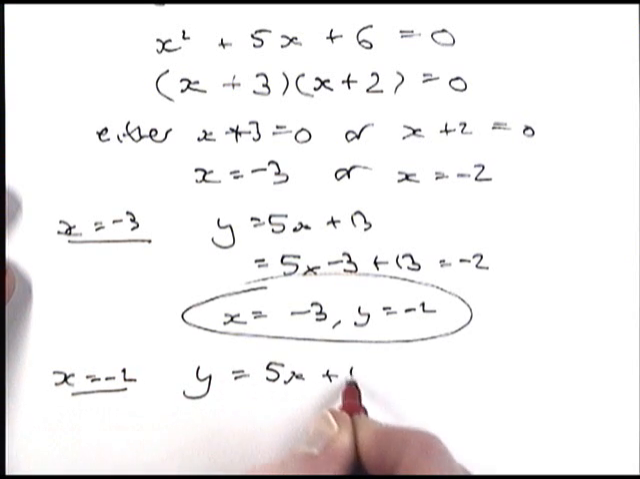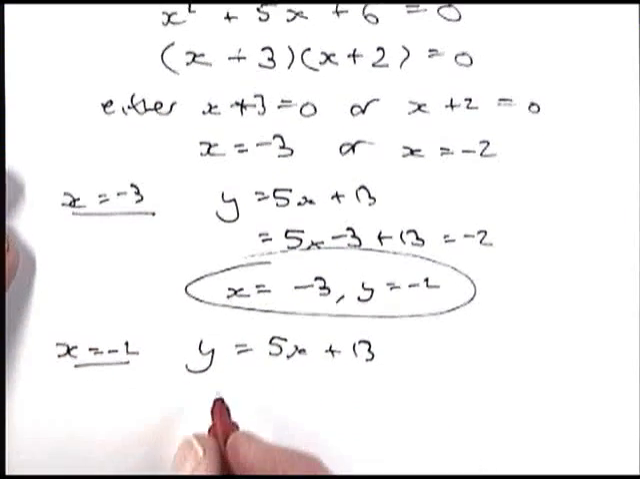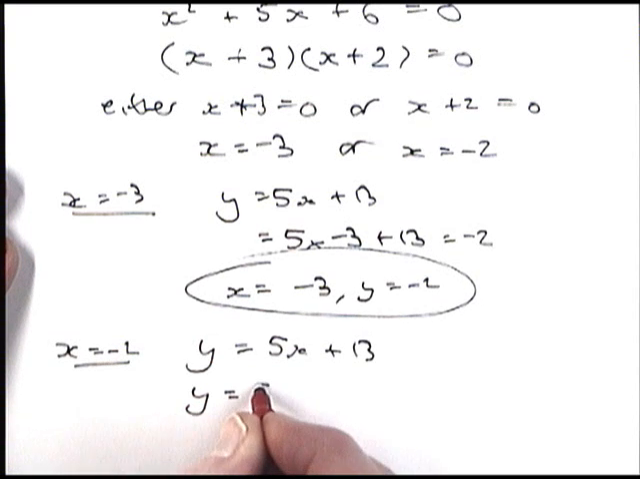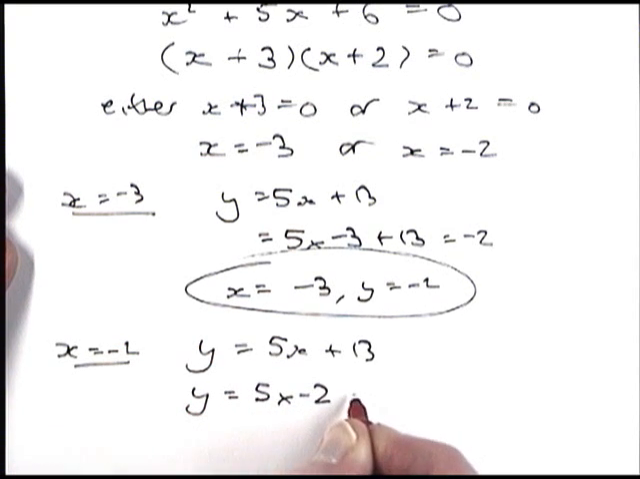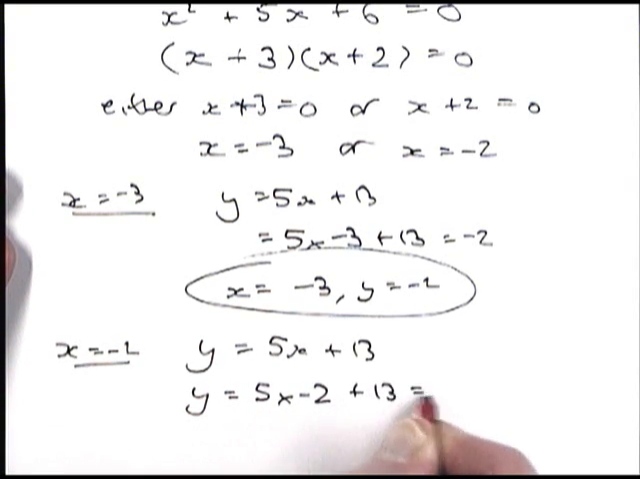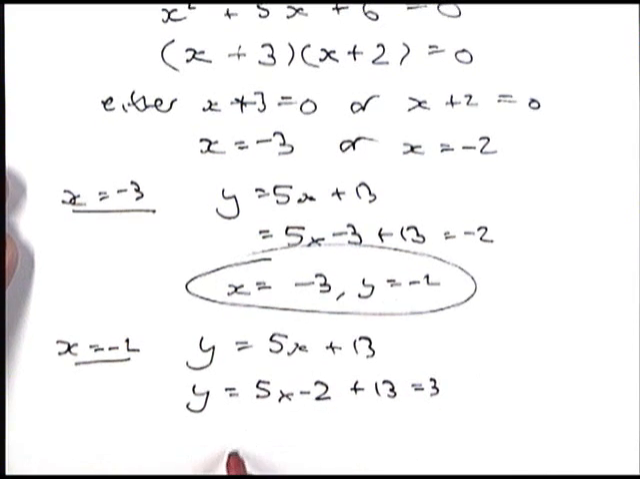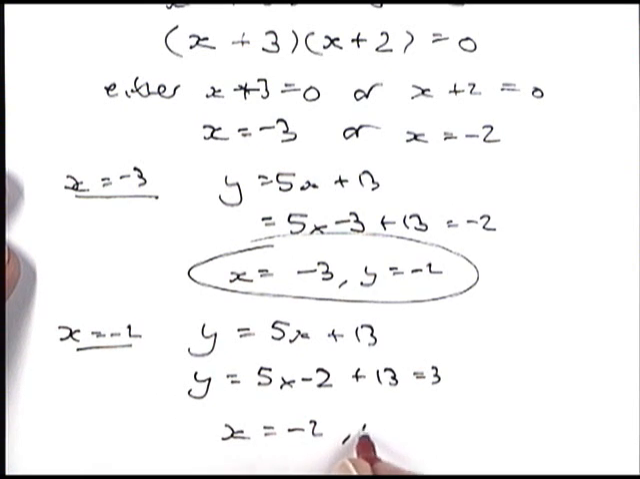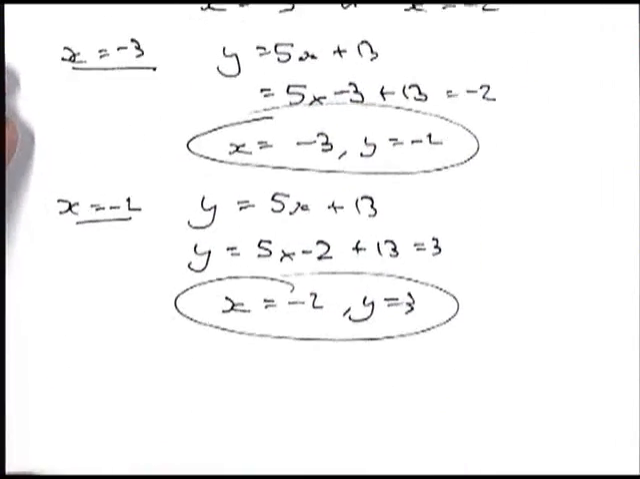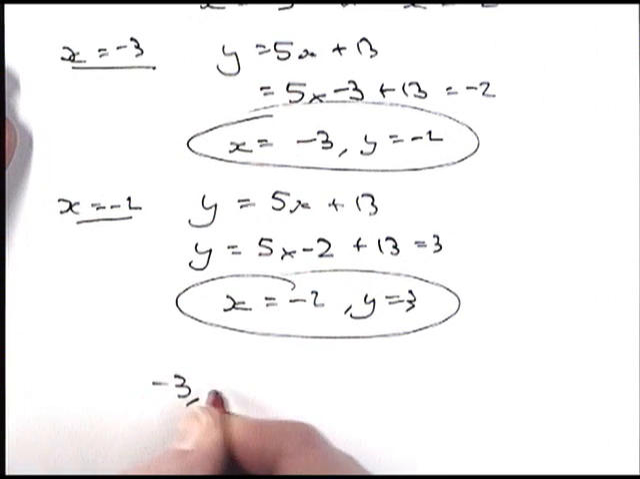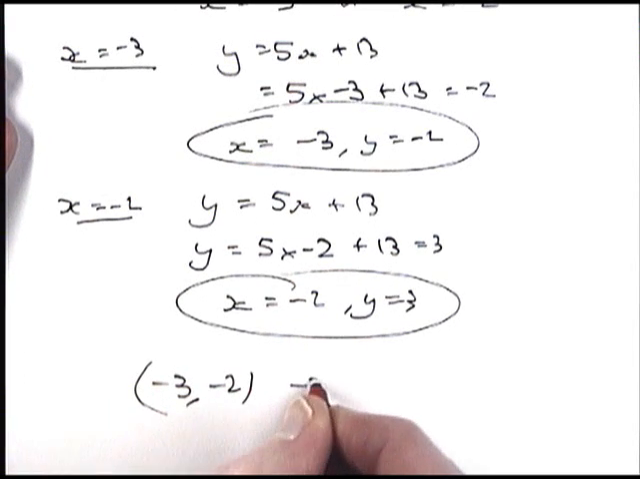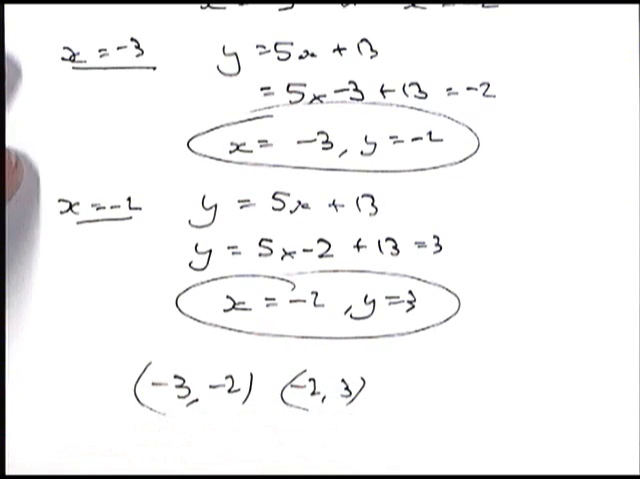For the other one, I work with my other solution for x, which was x is minus 2. This is the easiest way to work out y, equation number 1. So I have y is 5 lots of minus 2, which is minus 10, plus 13 is 3. So my other solution is x is minus 2 and y equals 3. It was asking for points of intersection, so I can give them both as coordinates. I have minus 3, minus 2, and minus 2, 3. Those are my final answers to that question.